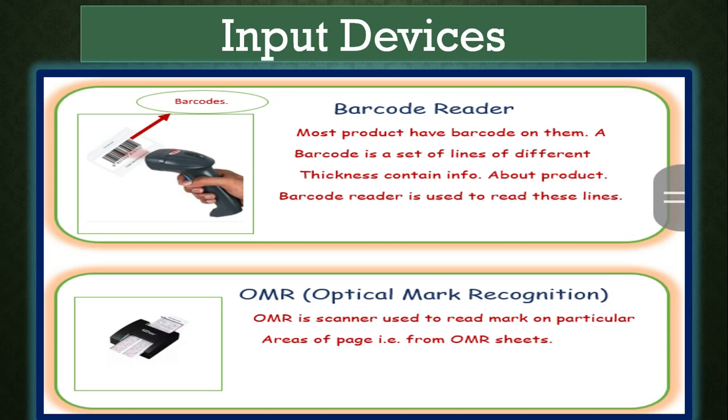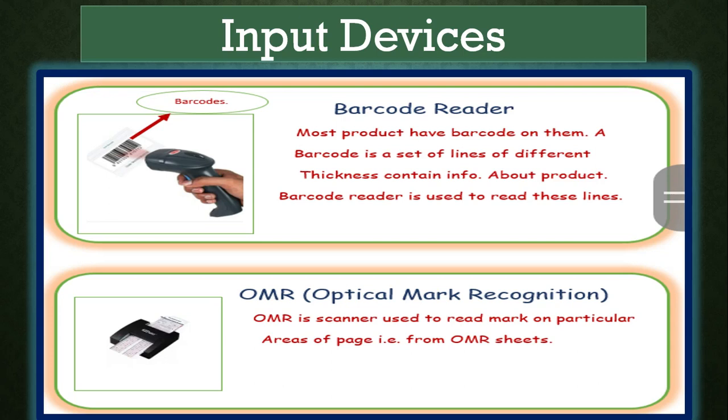Basically, barcode reader is used in shopping malls, and it is used to read the information from these lines. Like in shopping malls, they will place the barcode reader on these lines, and they will scan these lines, and the information that is stored in these lines will be displayed on the screen.